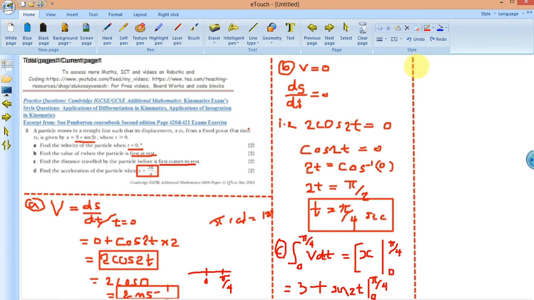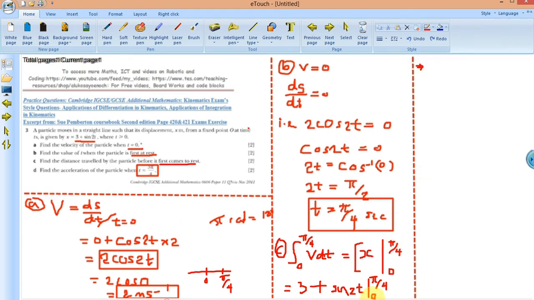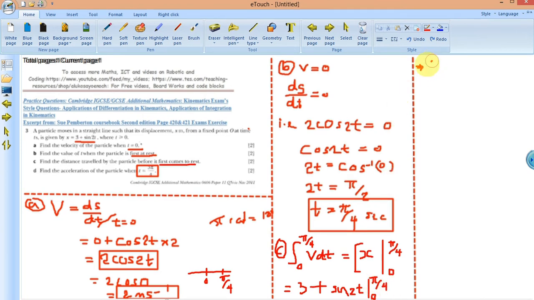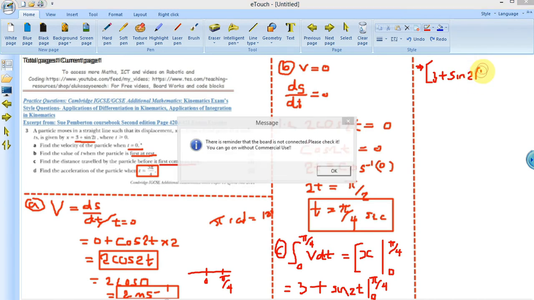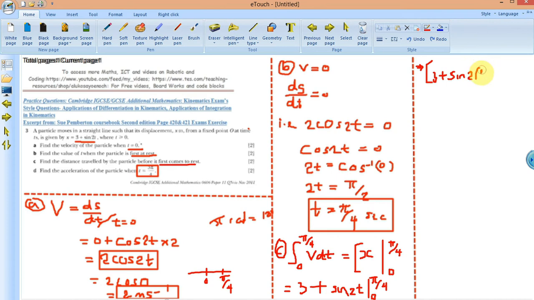So this implies, I want to continue here. So for the first one, anywhere you see t, just put pi over 4. So the first part of the solution will be 3 plus sine 2t. So that is 2 into pi over 4. Then I can close the brackets, and that is when t is pi over 4. Then minus when t is 0. So that would be 3 plus sine 2 into 0.